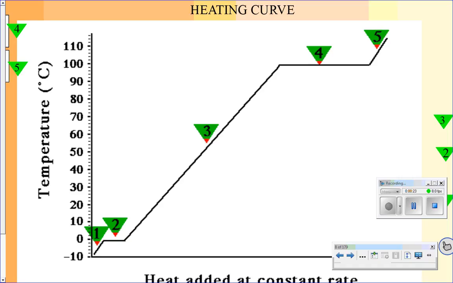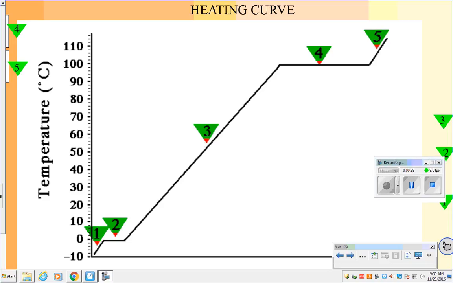Now, what you would think is as you continually add heat to something, its temperature just goes up. But as you can see, if you're looking at this heating curve on the page, there are some regions in the graph where that actually doesn't happen. And we're going to actually see that in the lab, which will be really nice.